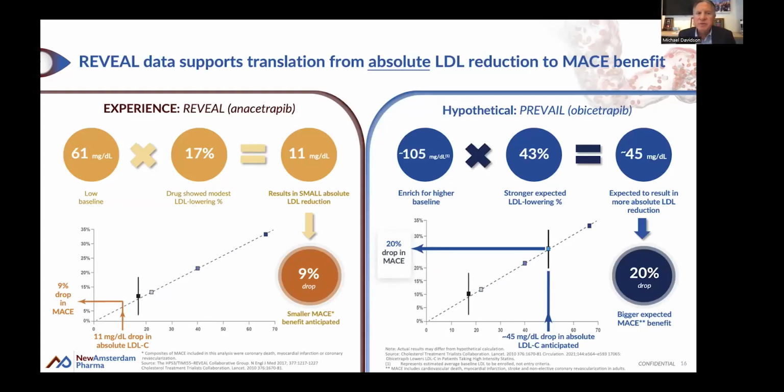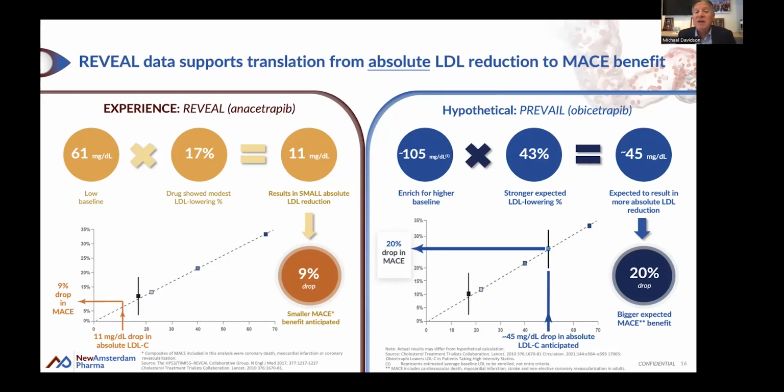So here's how this plays out for what we're doing with obicetrapib. REVEAL had a 61 milligram per deciliter baseline LDL, with 17% LDL lowering, an 11 milligram per deciliter drop in LDL. You'd expect a 6% benefit based on the CTT line. It was 9%, so it was as good, if not better than expected. There were 30,000 patients in this trial.